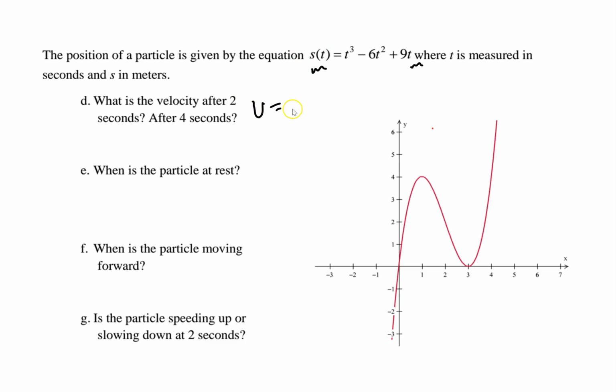Take the derivative. 3t squared minus 12t plus 9. Right? And then velocity at 2 seconds is plug in 2 seconds. Plug in 4 seconds. I won't waste your time, but that's all you do.